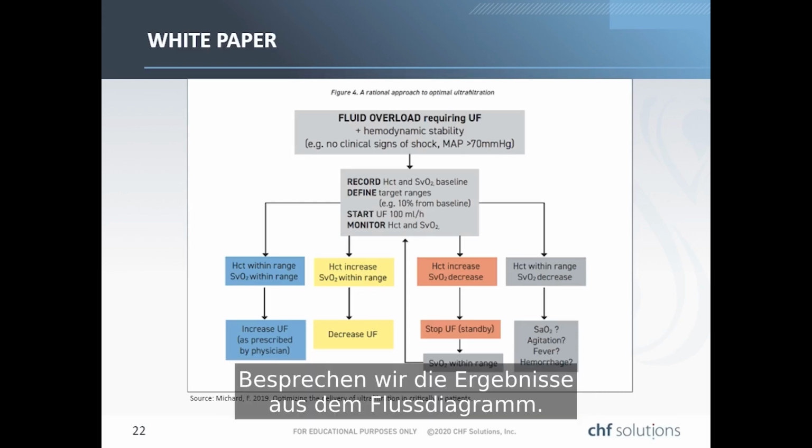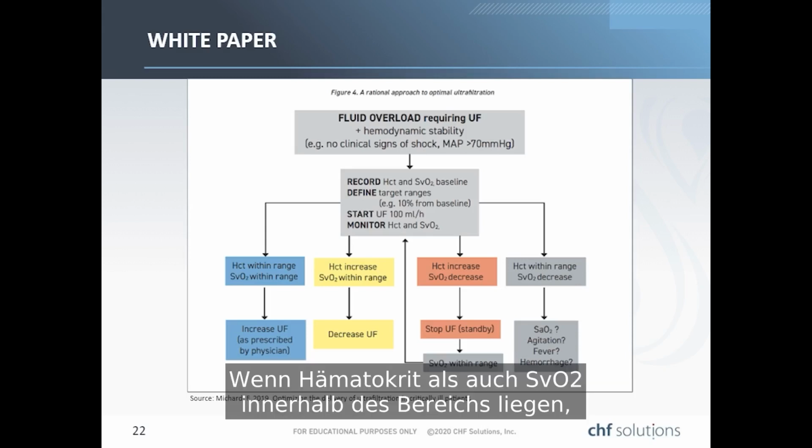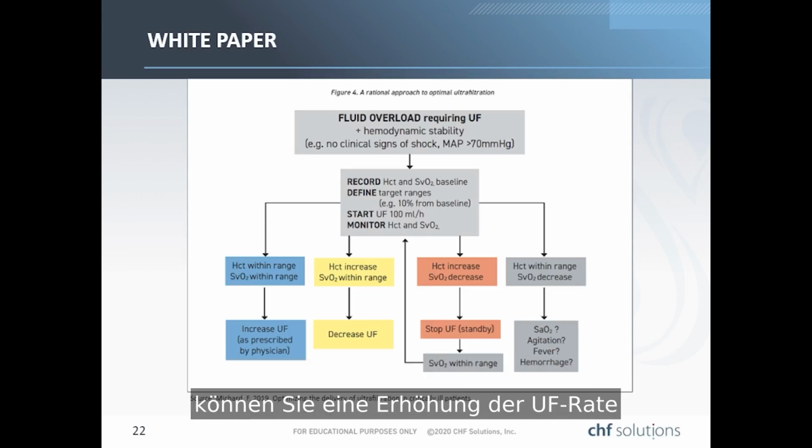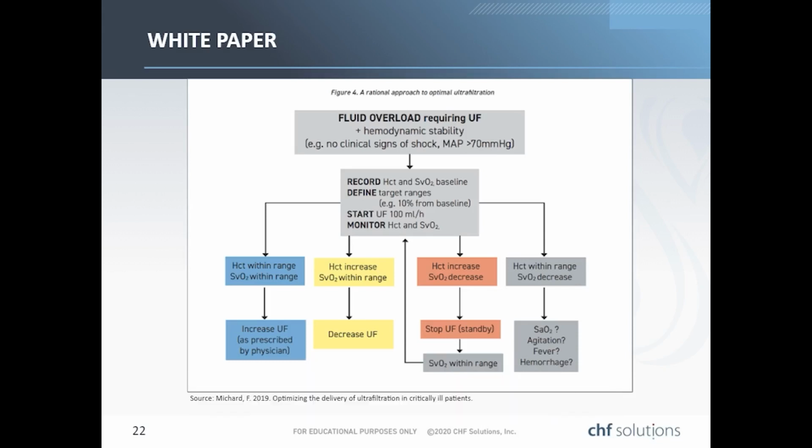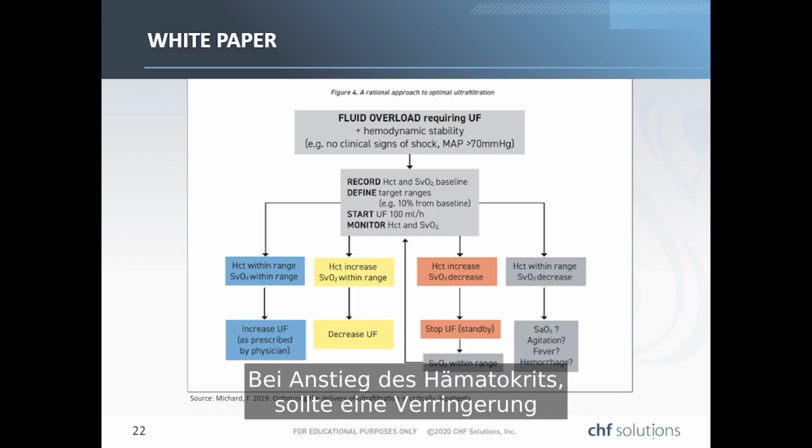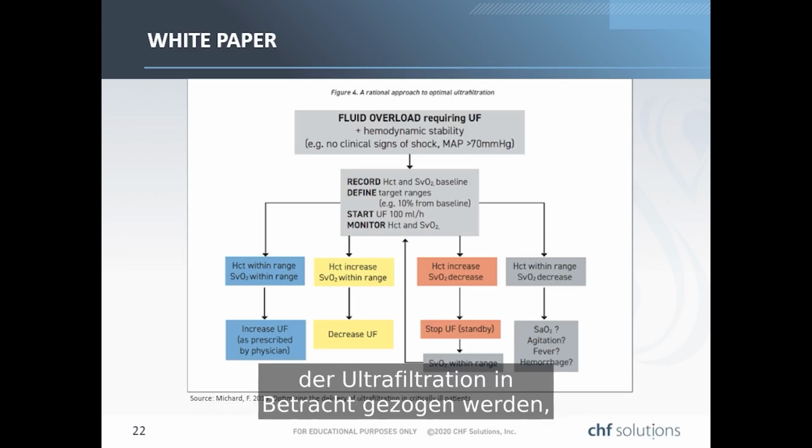Now we'll discuss the various outputs from the flowchart. If hematocrit and SvO2 are both within range, you may consider increasing the UF rate, as prescribed by a physician. When hematocrit increases, but SvO2 is still within range, consider decreasing ultrafiltration, but continue therapy.